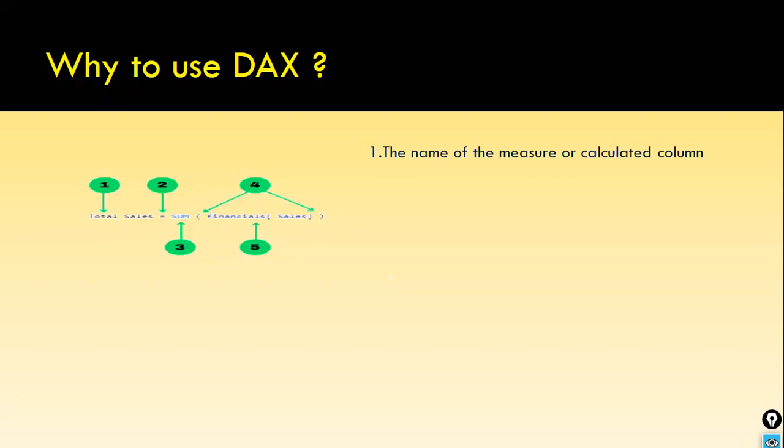But whereas a measure, when you create a measure, it will not become part of your table, but it will be computed on the fly. Whenever you drag and drop the measure into your visual, it will be computed on the fly. That is the difference between the calculated column and measure.